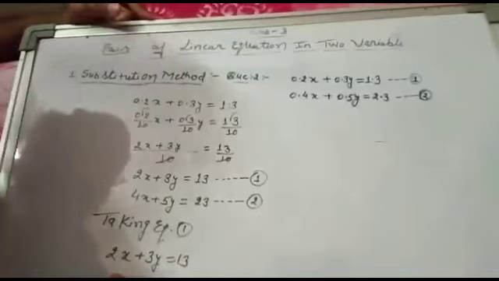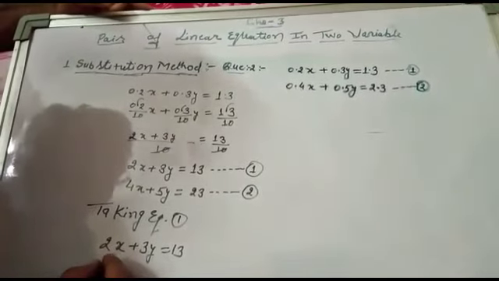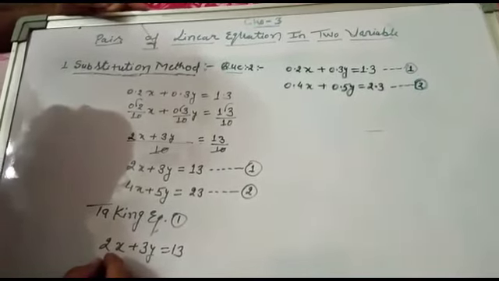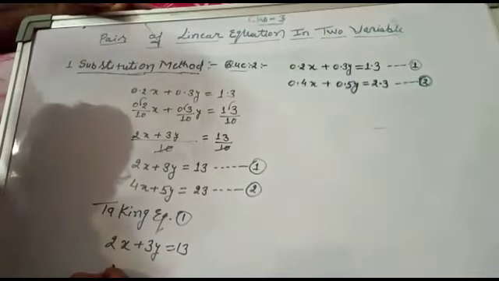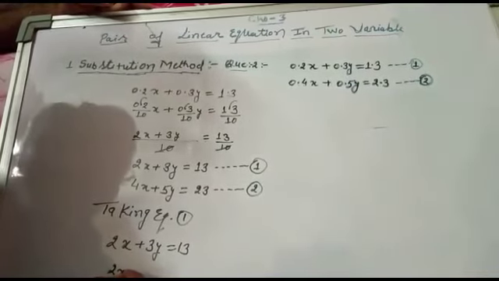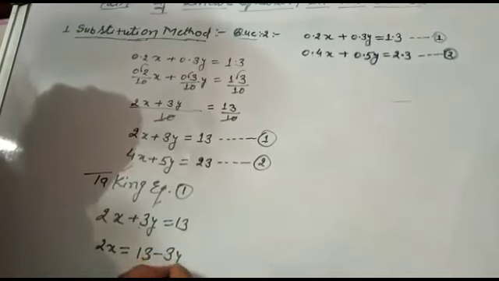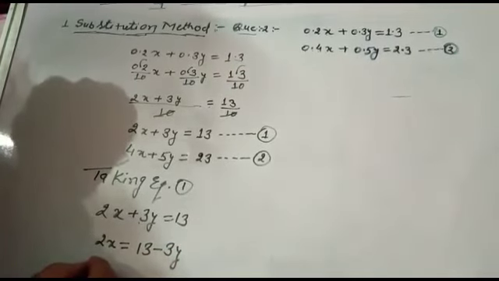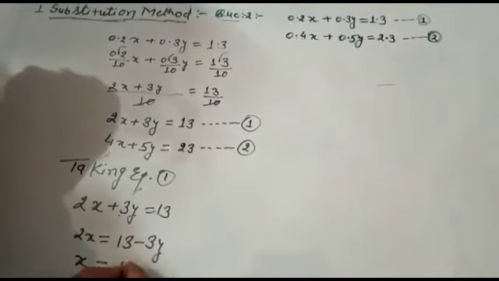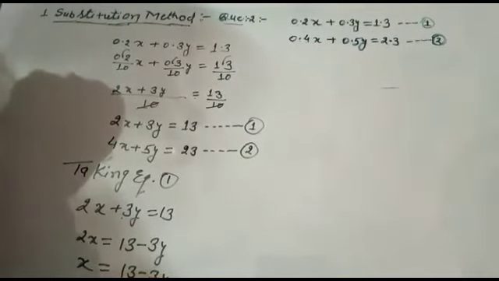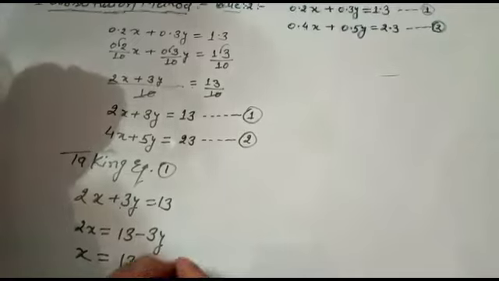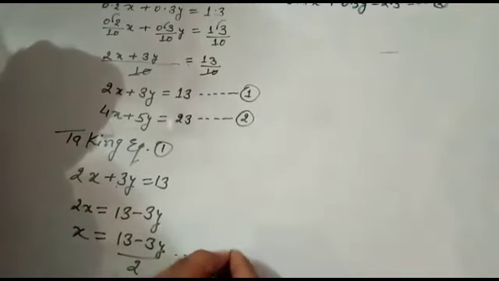Find the value of a variable, any variable. Find the value of variable x equals, transferring the values, 13 minus 3y, then the value of x equals 13 minus 3y upon 2, then equation third. Then the value of variable x is substituted in equation second.